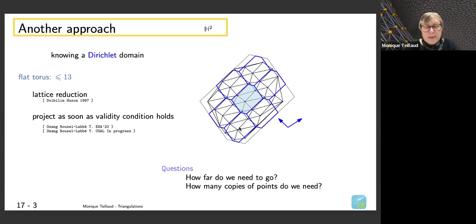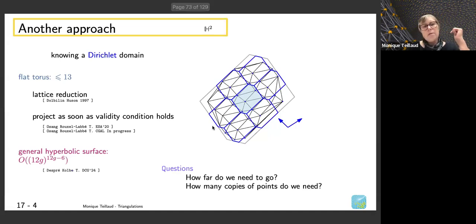And so in the flat torus, we could prove that we don't need more than 13 if we know a Dirichlet domain, so a Voronoi diagram of 1 point, a Voronoi cell. So only 13 are enough. So this is actually in progress to code this for CGAL. I'm not sure that it will be very efficient, but it should reasonably work.